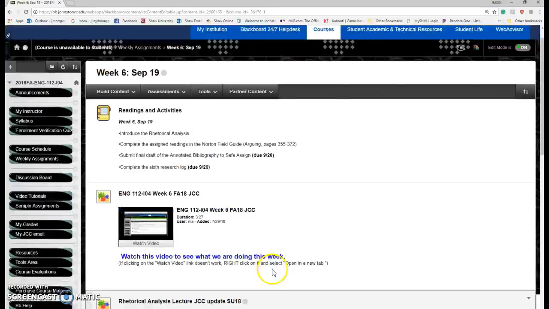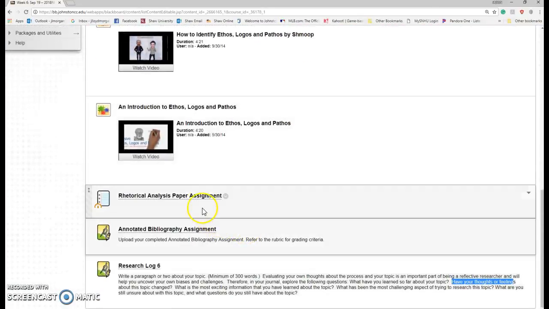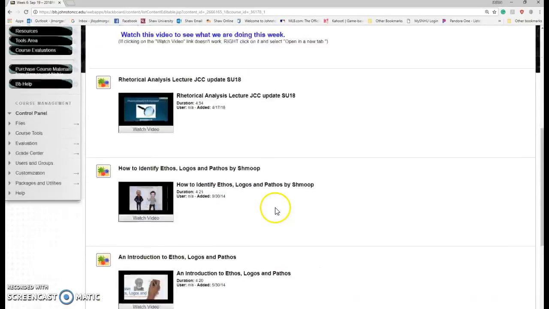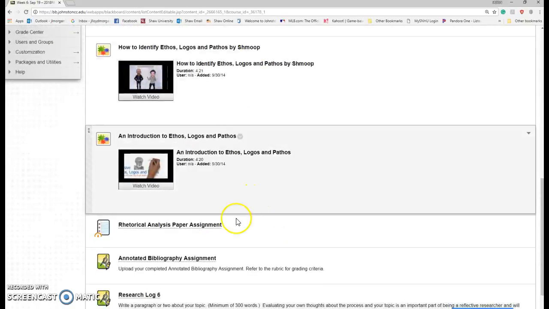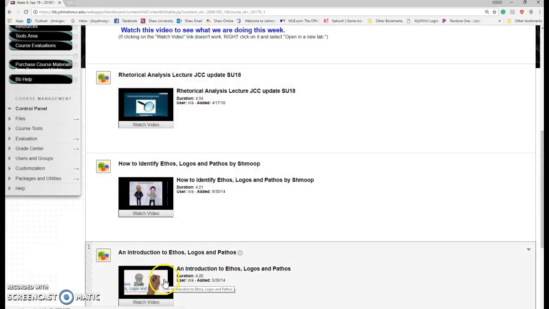So again, we're introducing this rhetorical analysis assignment. You're going to start working on it. You're going to finish the annotated bibliography, and you're going to write a research log. The main goal this week is really getting this annotated bibliography done and starting to wrap your head around how to do the rhetorical analysis. You may have to watch these videos a couple of times to get it, but they do explain it quite well.